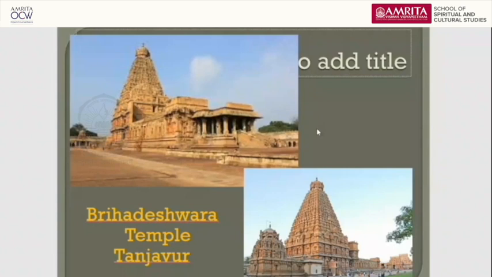So this is a very broad introduction into the construction methodology of a temple. And in future lectures, wherever it is necessary, I will be touching upon the points which relate to the construction methodology also.